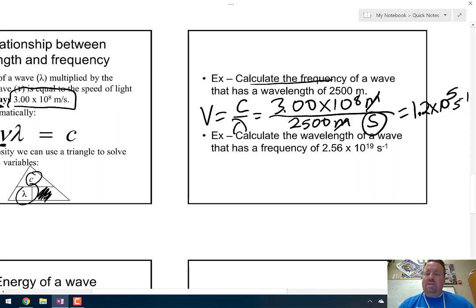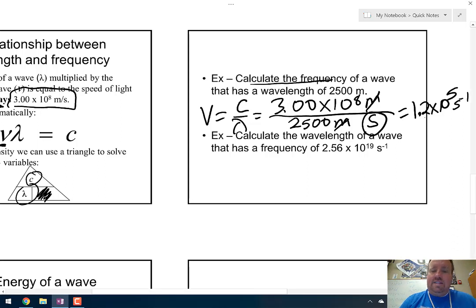So that means that if a wave has a wavelength of 2,500 meters, its frequency is going to be exactly, if I put it back into a regular number in decimal form, 120,000. So that means 120,000 waves will pass by every second.